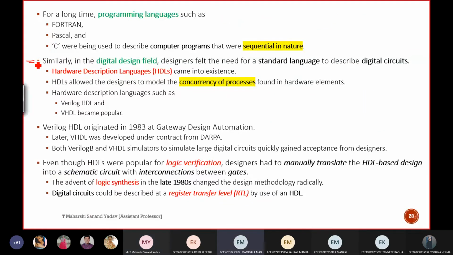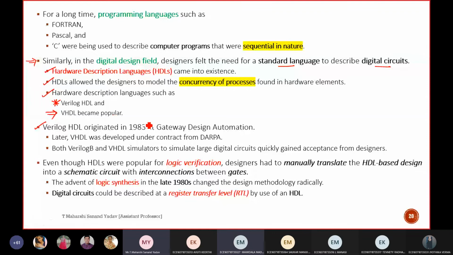Similarly, in the digital design field, designers felt the need for a standard language to describe digital circuits. Hardware description languages, HDLs, came into existence. HDLs allowed the designers to model the concurrency of processes found in hardware elements. Hardware description languages such as Verilog HDL and VHDL became popular. Now in our subject, which one are we learning, Verilog or VHDL? Verilog. We are reading Verilog hardware description language. I'll show you the other one also. No need to worry.